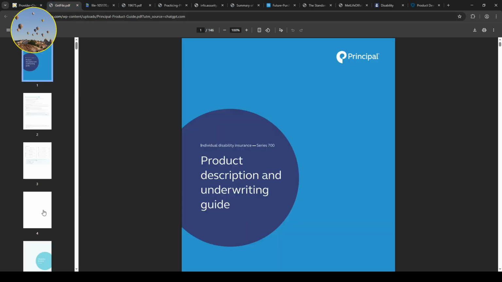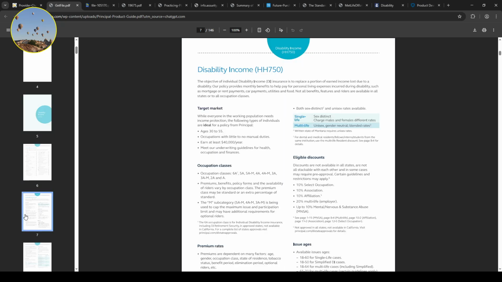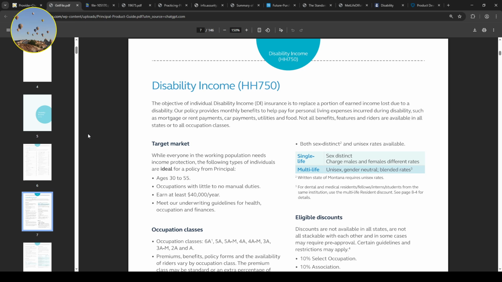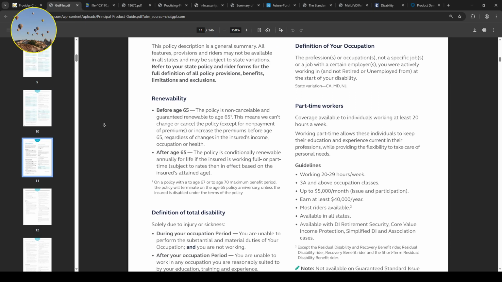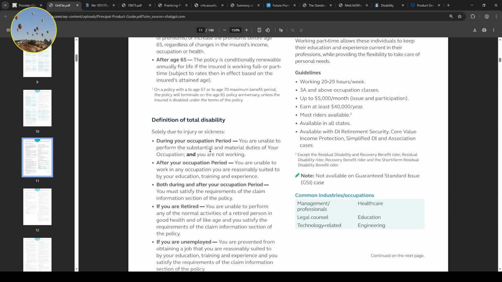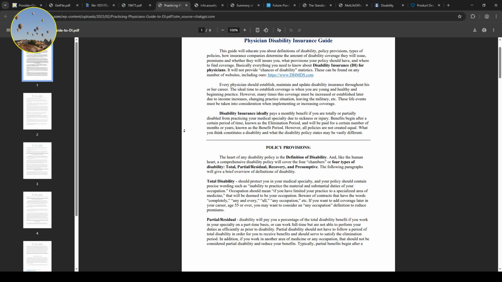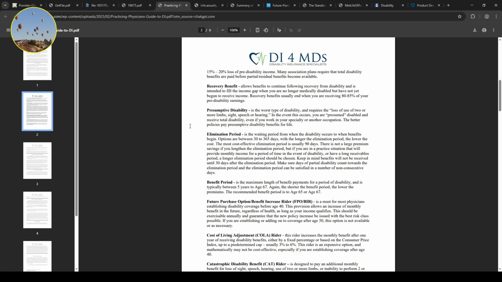Residual, also called partial disability. This rider pays a partial benefit when you are not totally disabled but your income drops due to sickness or injury. Many policies require a certain percentage income loss, such as 15% or 20%, and then pay proportionally. Some versions include recovery benefits, where you may still receive partial payments even after you return to work while your income rebuilds.